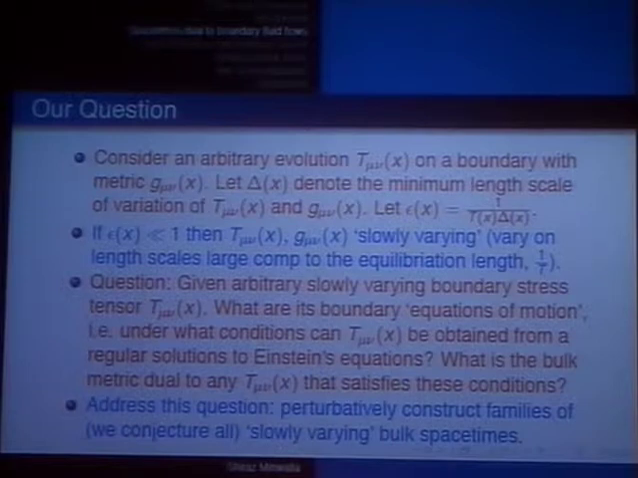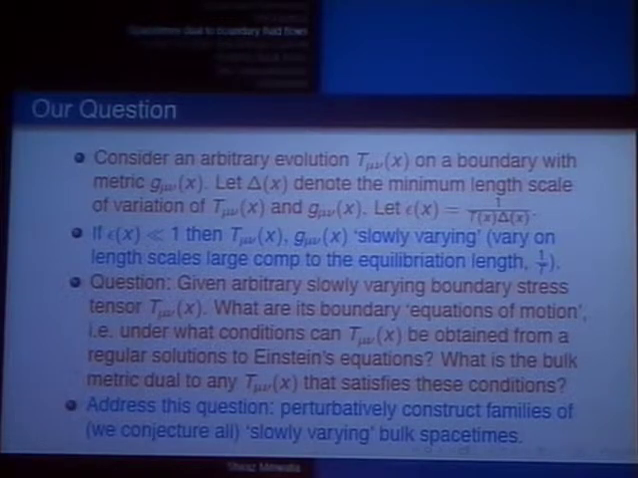Now, this is the question we're going to address in this talk. Given an arbitrarily slowly varying boundary stress tensor T mu nu of x, what are its boundary equations of motion? That is, under what conditions can this function T mu nu of x be obtained from a regular solution to Einstein's equations? When these conditions are satisfied, what is the bulk dual space-time corresponding to this T mu nu of x? This is the question we're going to largely address in this talk.